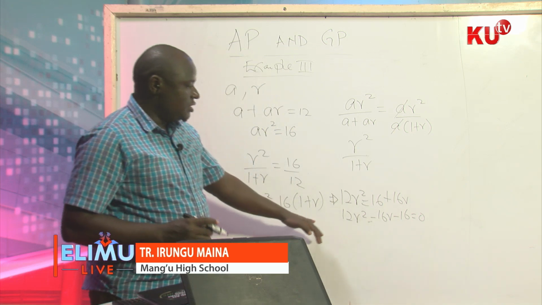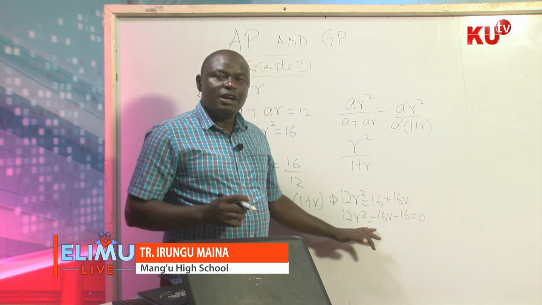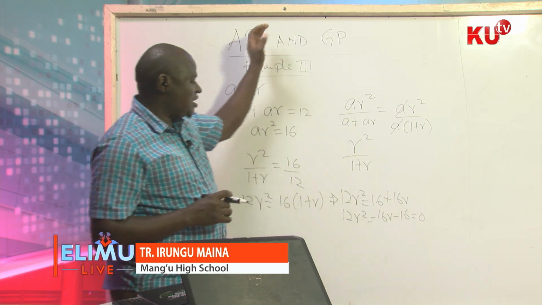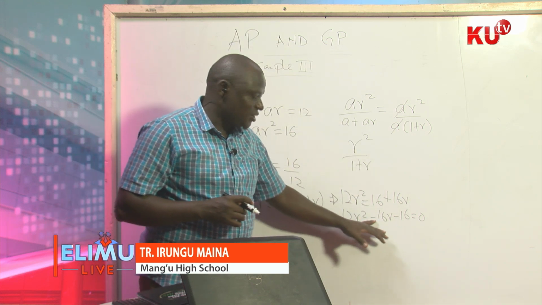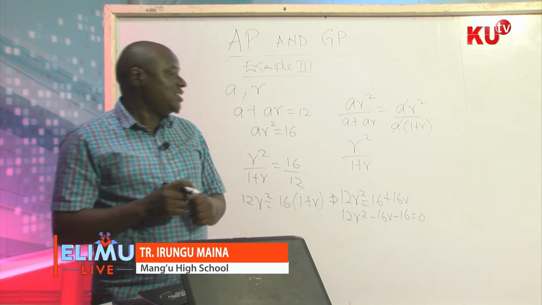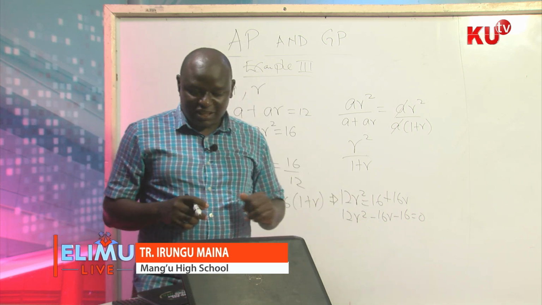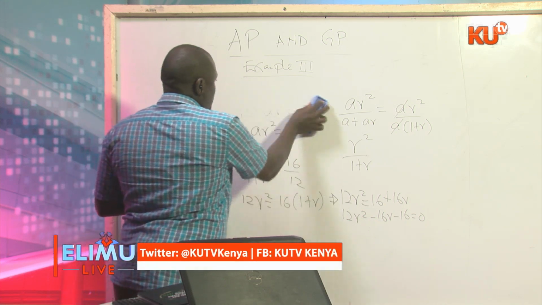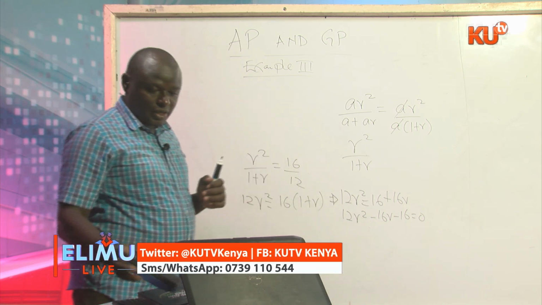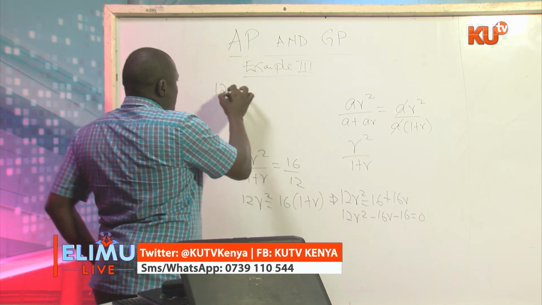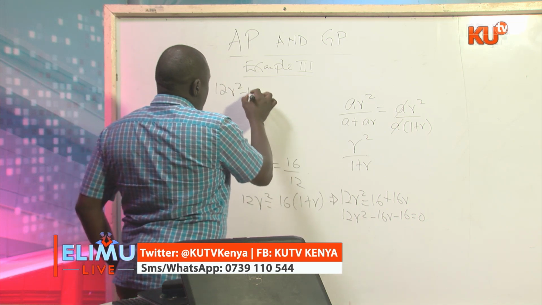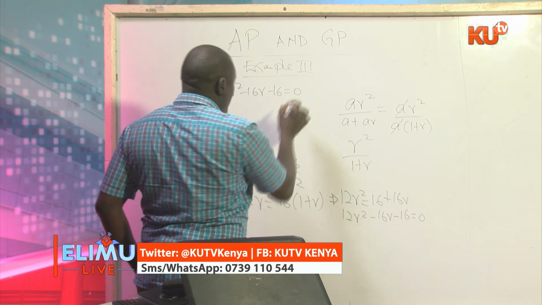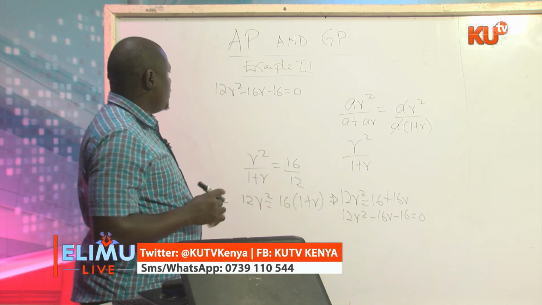Class, if you look at this, it has become a quadratic equation. Who knew that in AP and GP we would end up with a quadratic equation? Again, I'm emphasizing these concepts are not tested in isolation. They want us to solve this quadratic equation. Let us do that very fast. We have 12R squared minus 16R minus 16 equals 0.